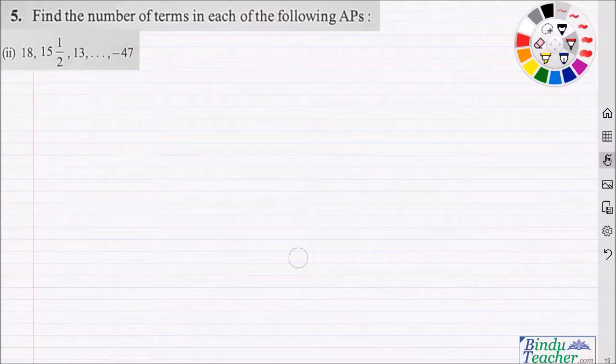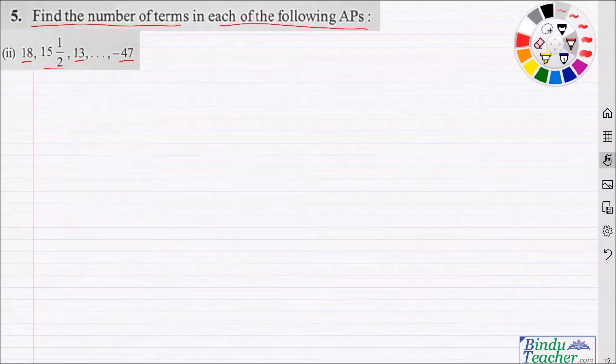Let's solve this question together. Find the number of terms in each of the following arithmetic progressions. So here the arithmetic progression that is given is 18, 15 1 by 2, 13, and then the last term is minus 47. So here we have to find out how many terms are there in the arithmetic progression.